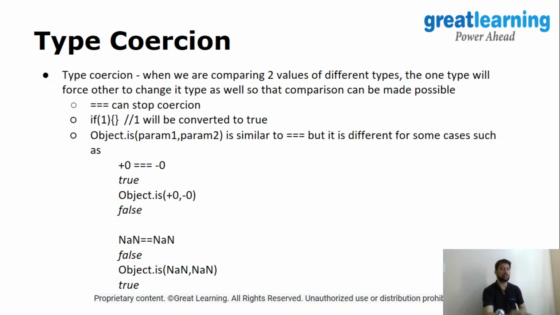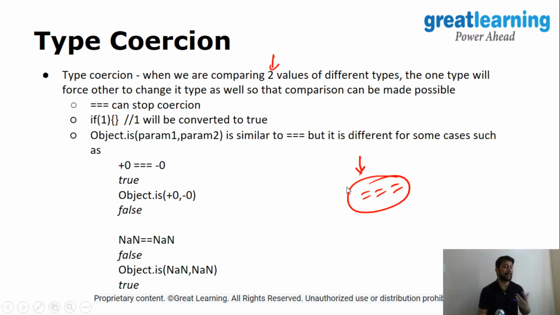Okay, so type coercion means that when we are comparing two values, at that time one type is forced to change into another. For example, null and undefined are two different data types. And you can stop type coercion with the help of the triple equal to sign.